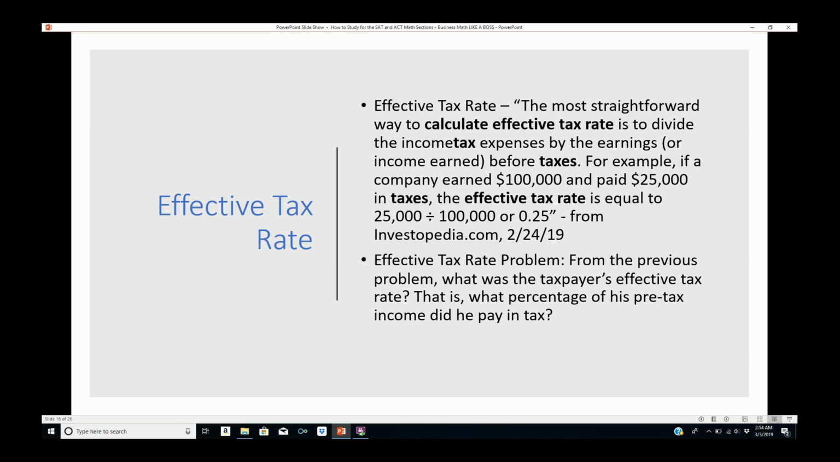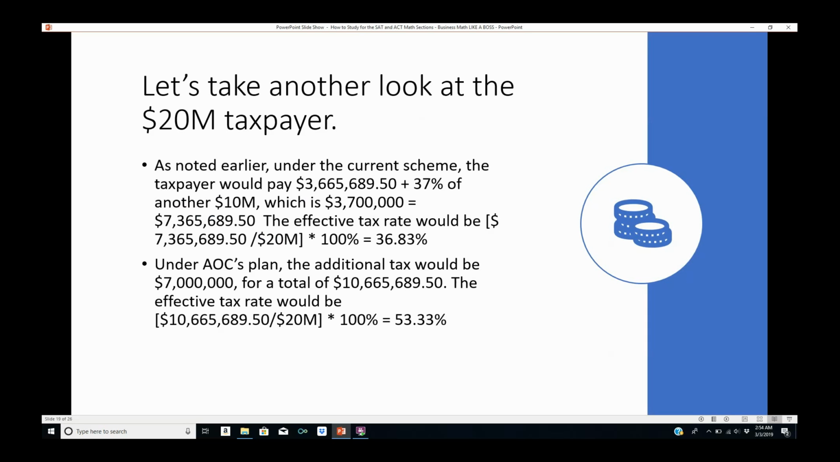So, an effective tax rate problem. From the previous problem, what was the taxpayer's effective tax rate? That is, what percentage of their pre-tax income did they pay in tax? Let's take another look at the $20 million taxpayer. Under the current scheme, the taxpayer would pay $3,665,689.50 plus 37% of another $10 million, which is $3,700,000, for a total of $7,365,689.50. So the effective tax rate would be this over 20 million times 100%, which is 36.83%. Under AOC's plan, the additional tax would be $7 million for a total of $10,665,689.50. When you divide that by 20 million, it's a little bit more than half, so it shouldn't surprise you that it works out to 53.33%.